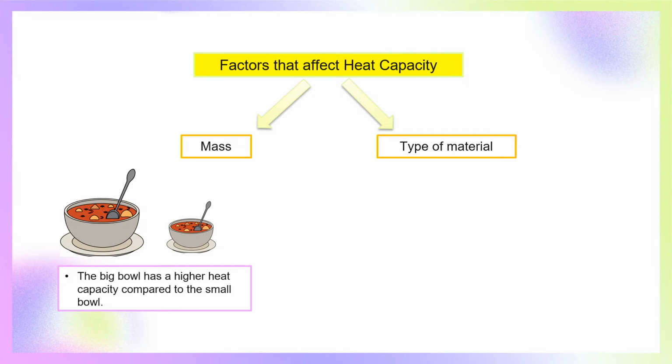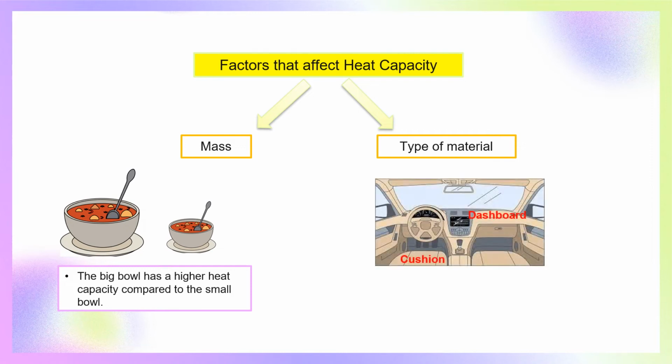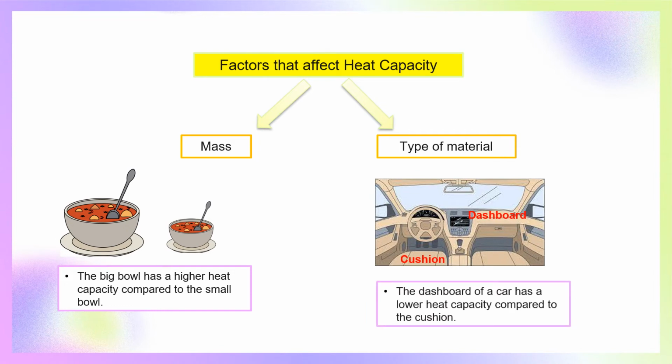Next, let's look at the type of material, which is one of the factors that affect the heat capacity. The diagram shows the dashboard and the cushion. The dashboard of a car has a lower heat capacity compared to the cushion. The absorption of heat energy from the sun causes the dashboard to experience a higher rise in temperature compared to the cushion.